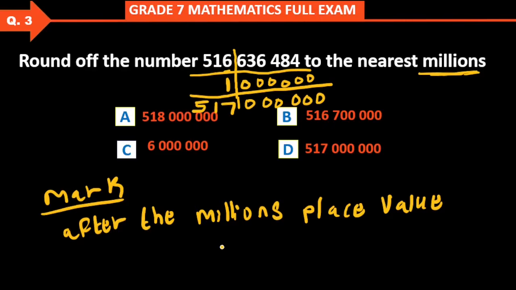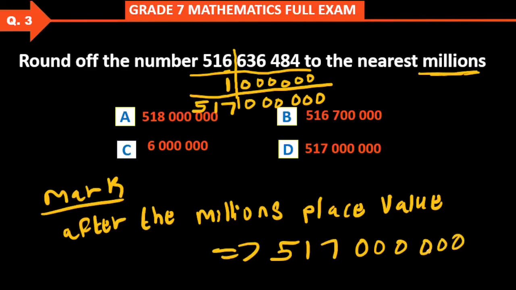So finally what we are going to get there is 5 1 7, and then we have 0 0 0 0 0 0, and what we read, this is 517 million. Because now you see it is nearest to millions, therefore right after the millions place we should not have any other digit other than zeros. And we now check through our options, and definitely we've got an option right here, which is 517 million, and that is how we are able to round off that number.